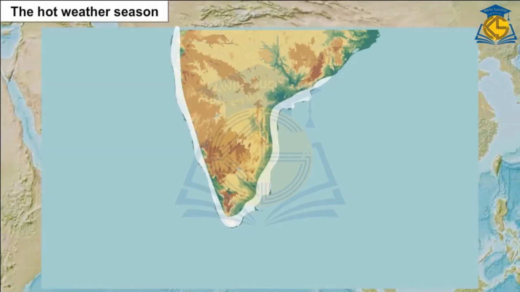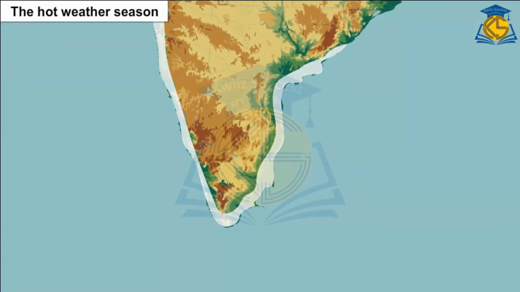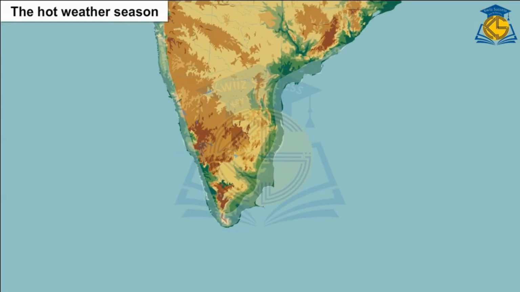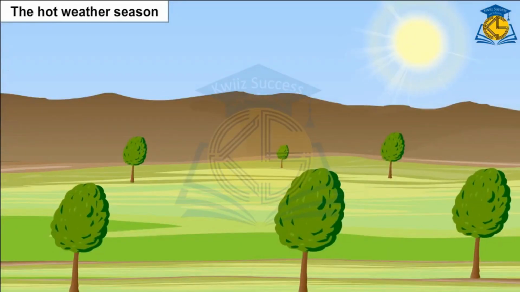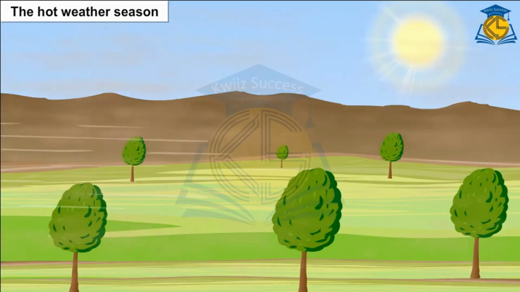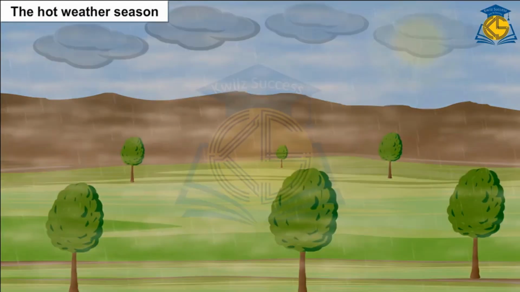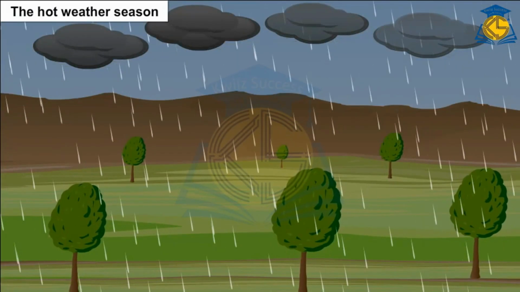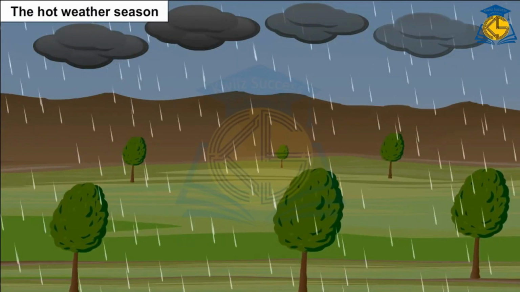The peninsular India is not affected much due to the moderating effect of the sea. Strong dry winds called Lu blow in summers. Dust storms in May bring light drizzle, providing relief from the intense heat.